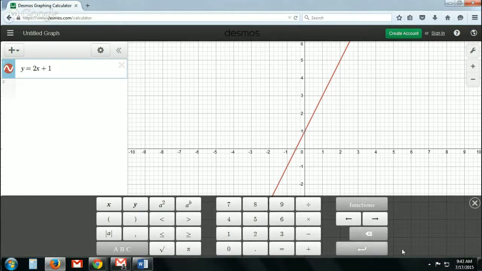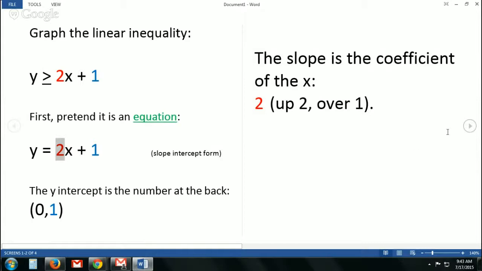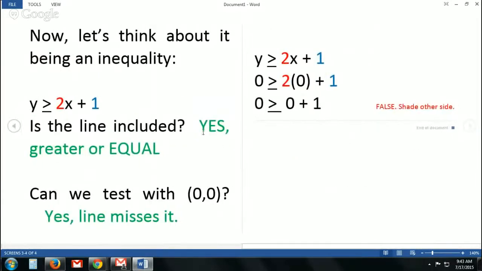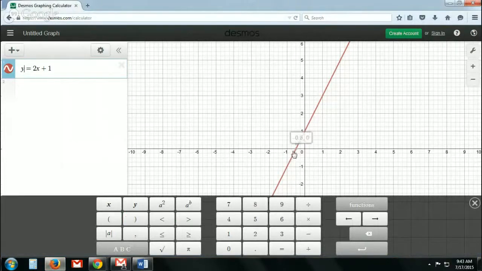Now, let's account for the fact that this is an inequality. Since it's an inequality, greater than or equal to, is the line going to be included? Yes, it is. When we have that equals, the line is included. So when we draw our picture in a second, the line will be part of it. We'll still see a solid line since we had the equals.